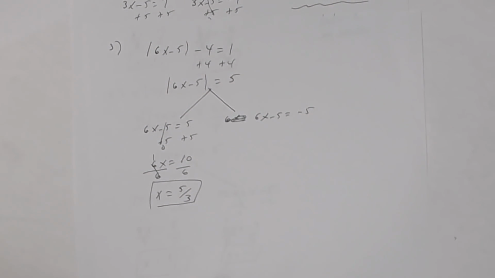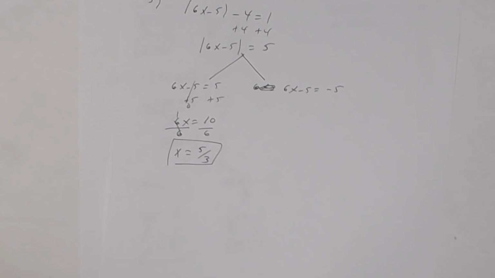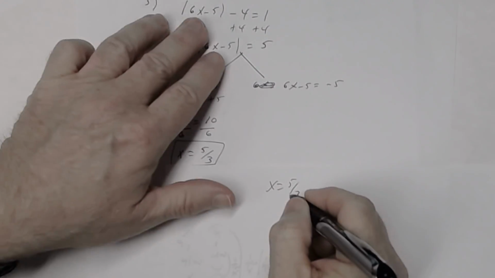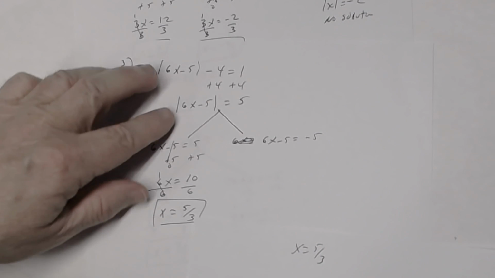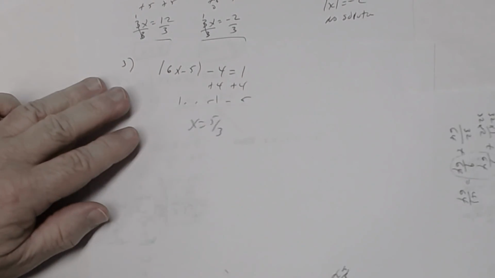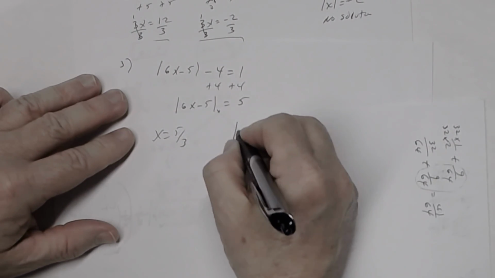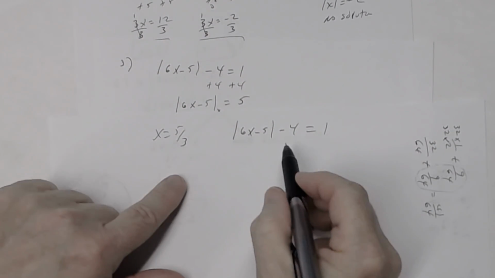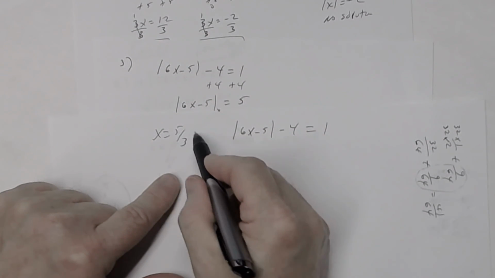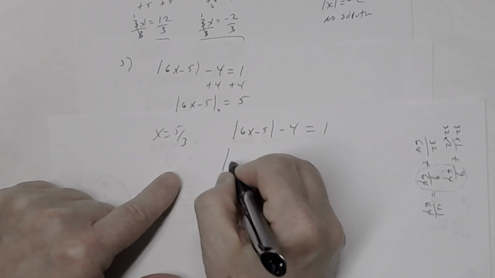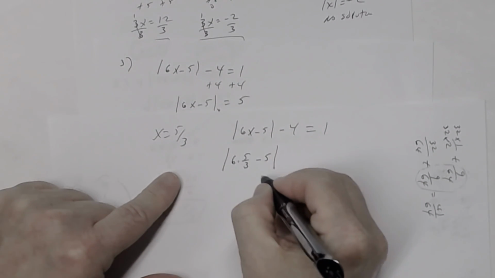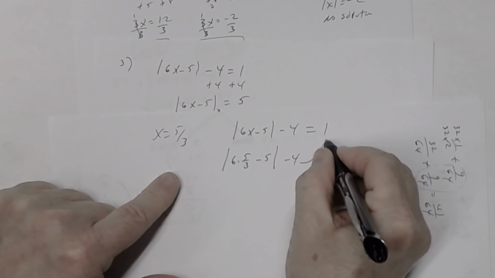And you can check it. Let me go ahead and check it on this sheet right here. So when I check this, just to show you, x equals 5/3, right? Always go back to the original, because you could have messed up somewhere around here. So the original was the absolute value of 6x minus 5, subtract 4, equal 1. So in place of x, I'm going to substitute 5/3, right? So I get the absolute value of 6 times 5/3 minus 5. Whatever that is, I'm going to subtract 4, and I'm hoping that's going to equal 1.